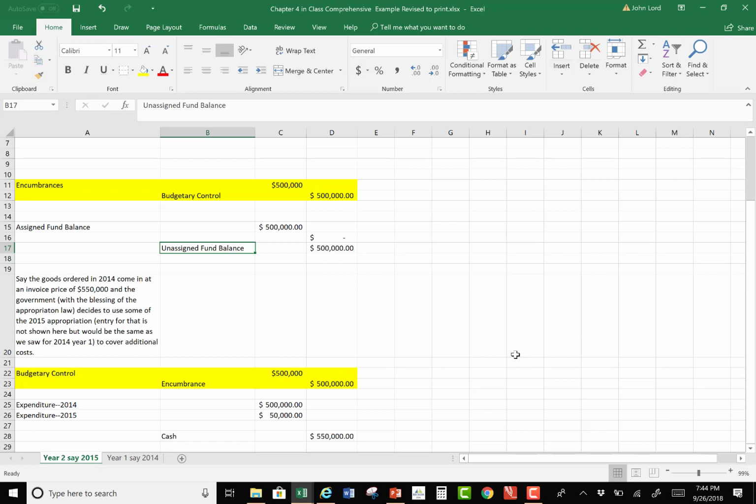And so 500,000 of that was 2014 appropriation, wasn't it? The remaining 50,000 to pay for this thing came from the 15 appropriation, we're assuming here. And of course, we credit the cash.